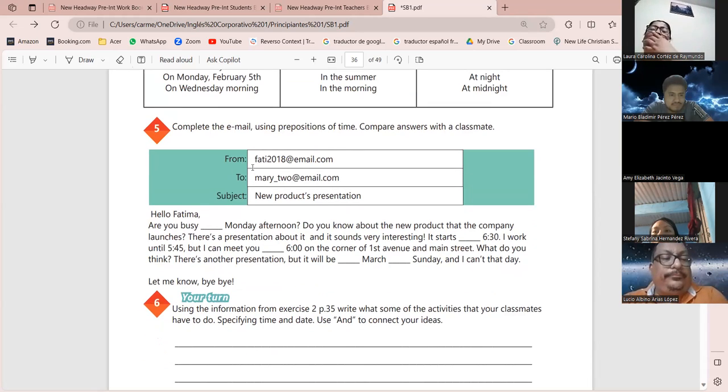At midnight. So now we have to complete the email using the prepositions of time that we learned, right? And we are going to read it and then we are going to complete it, all right? So we say from, a ver, ¿cómo leemos esta dirección de email, this email address?